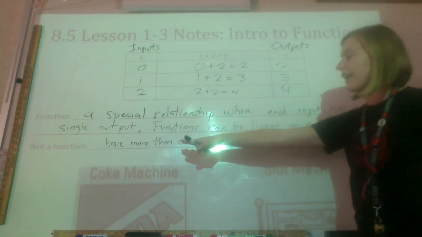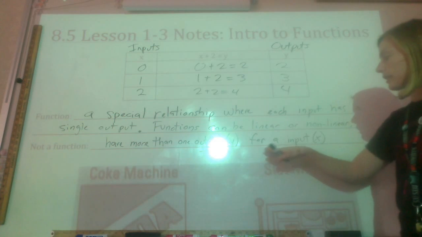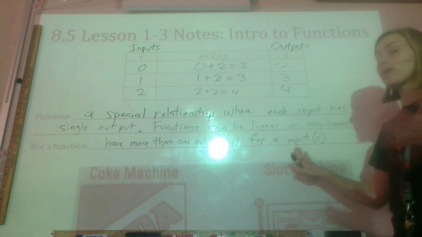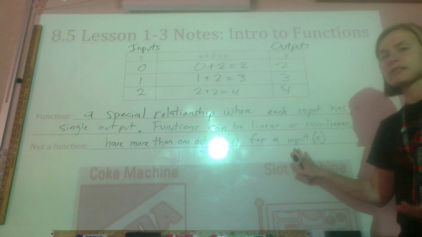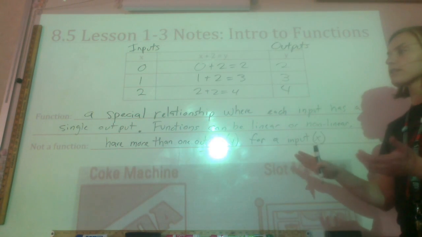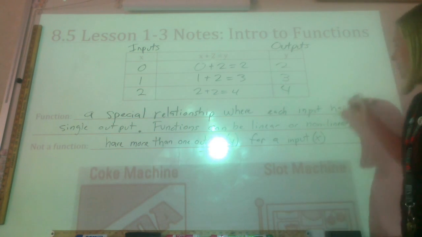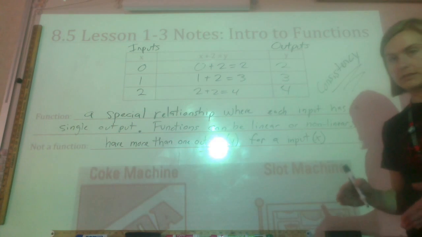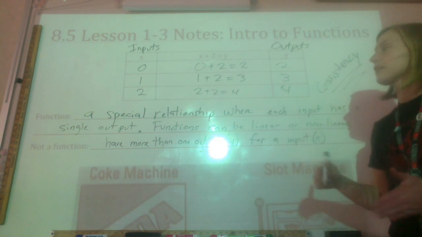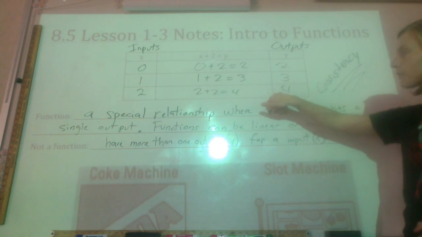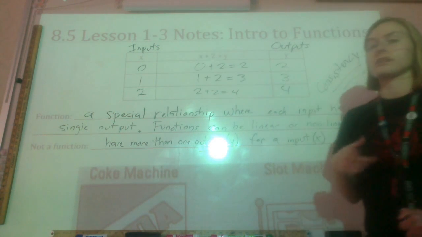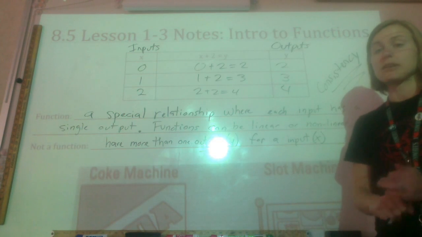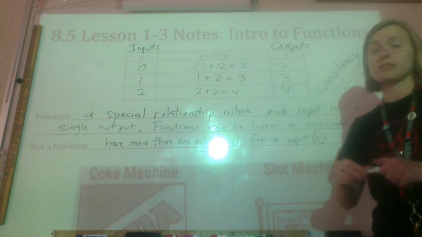So let's also write down then what's not a function. It's not a function if I have more than one output, a y, for every input. So if I put in 0 for the input, and one time I get 2 and another time I get 5, that's not going to be a function. So you want to think about functions as consistency. Functions are always going to be consistent. I put in one number and I'm going to consistently get another number. I can consistently get a 4 if I put a 2 into this equation, and that's why it's a function. If I put a 2 into an equation and one time I get a 5 and one time I get a 7, it's not consistent, and therefore it's not a function.